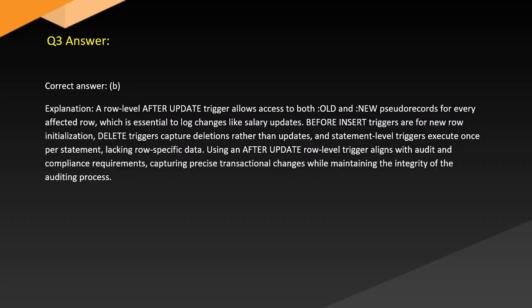Lacking row specific data, using an after update row level trigger aligns with audit compliance requirements, capturing precise transactional changes while maintaining the integrity of the auditing process.